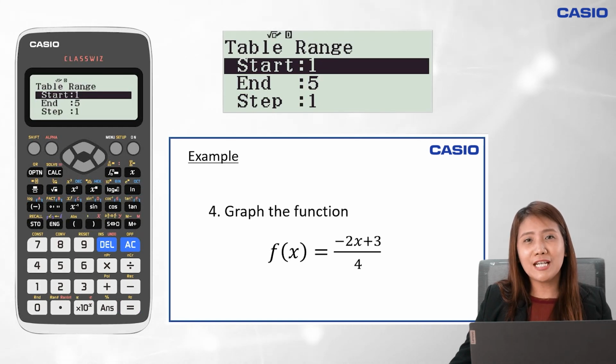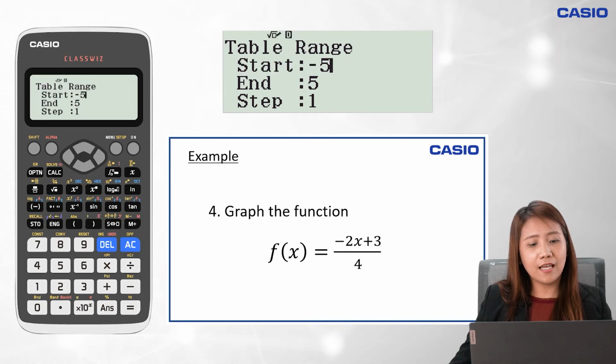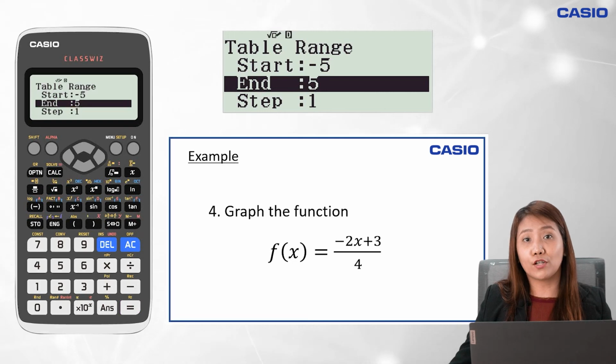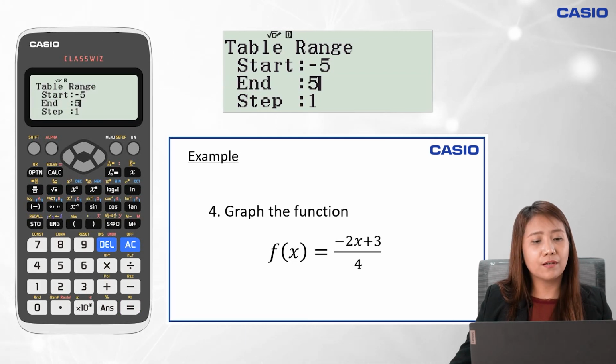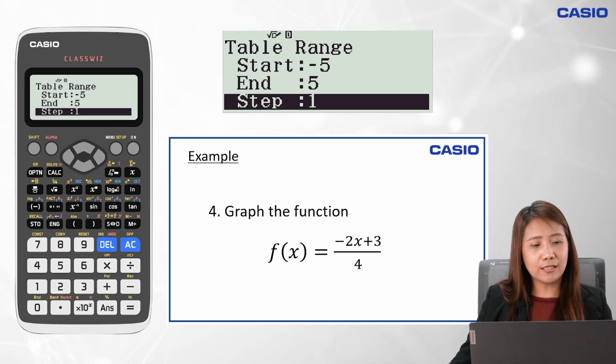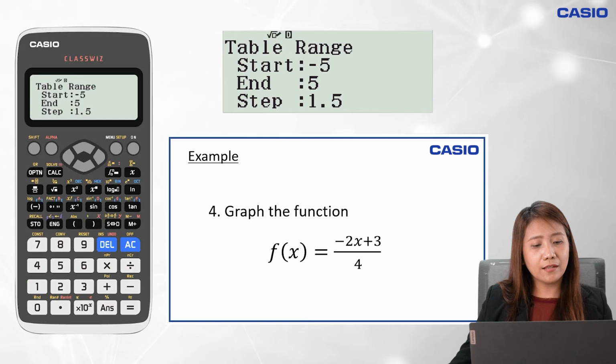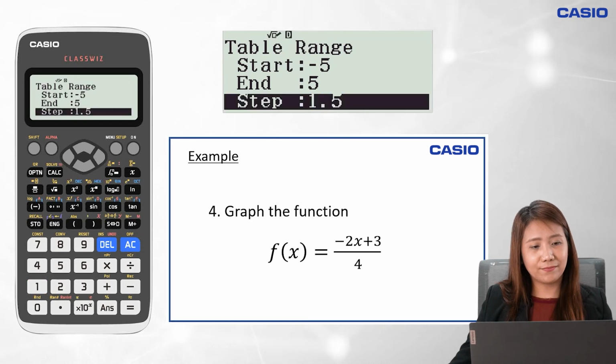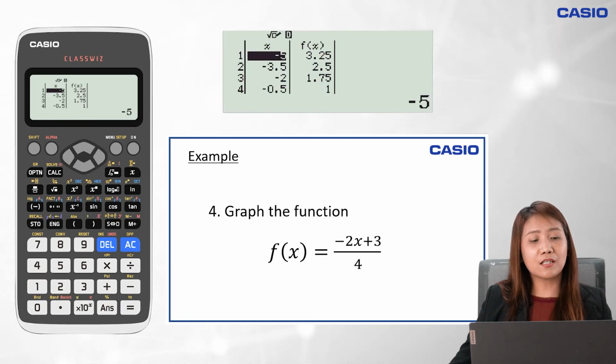For the table range, decide on the range of values. For instance, from negative 5 to 5. For start, we input negative 5. Then click equal sign. For end, we input 5, followed by an equal sign. For the steps, decide on the intervals. Let's say 1.5. So let's key in 1.5, then press equal sign twice. Again, it will direct us to the table of values.